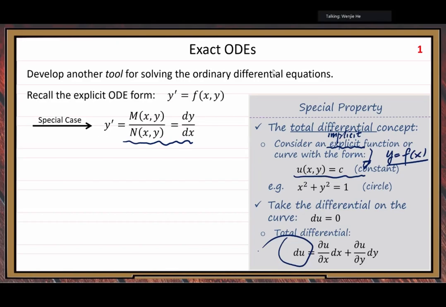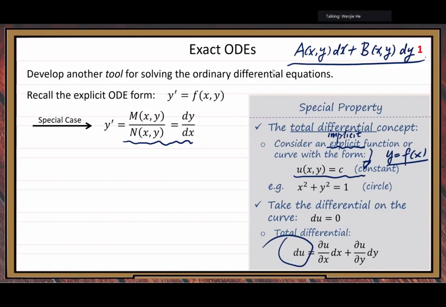So let me write it in this way, otherwise you get confused. a(x, y) times dx plus b(x, y) times dy. This is a very general differential expression, right?